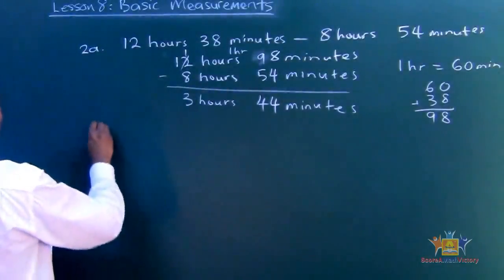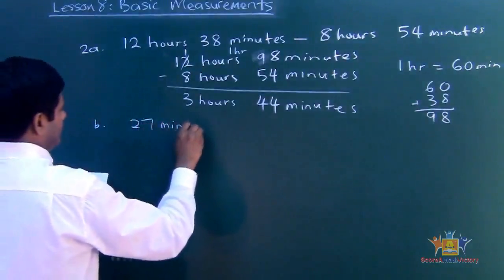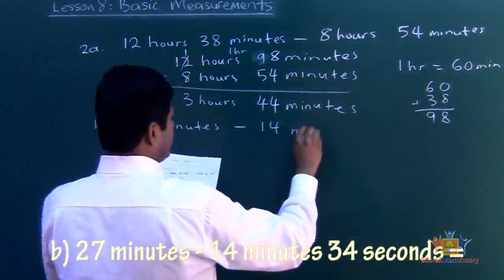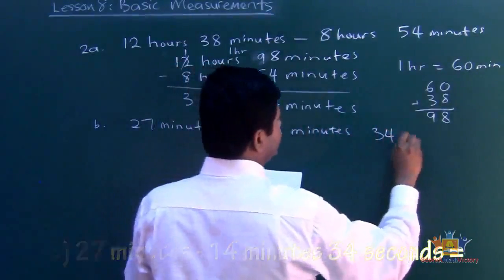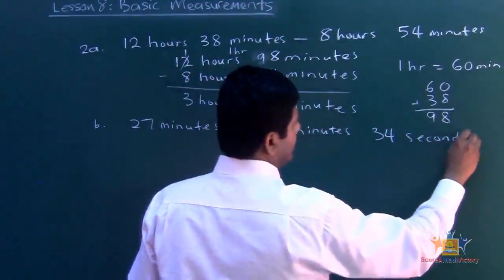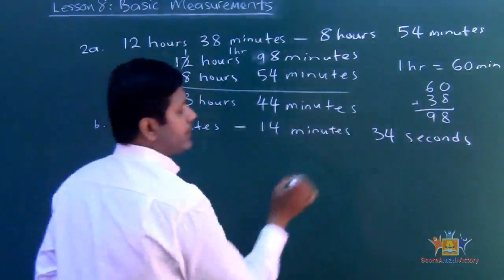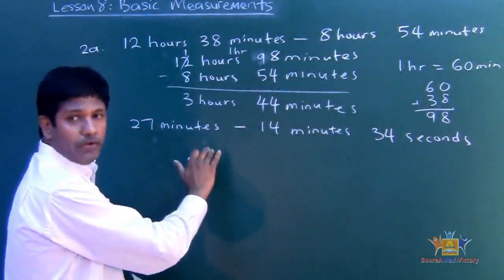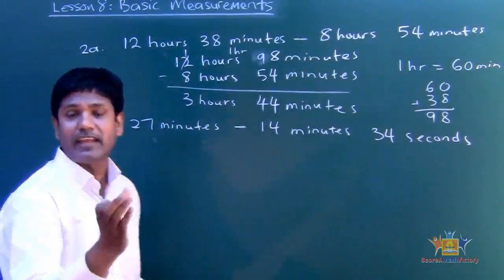Now B, you're given 27 minutes minus 14 minutes and 34 seconds. Now look at that. The first part I didn't give you the seconds, but this one I gave you the seconds. That means I've got to have seconds here. What am I going to do? Very good. I'm going to take 1 minute out of that 27 and turn that into seconds.